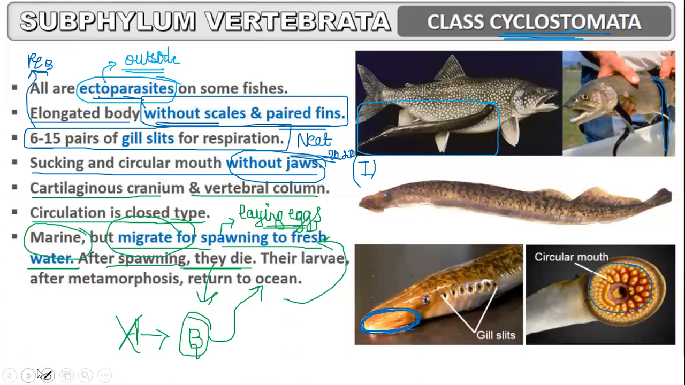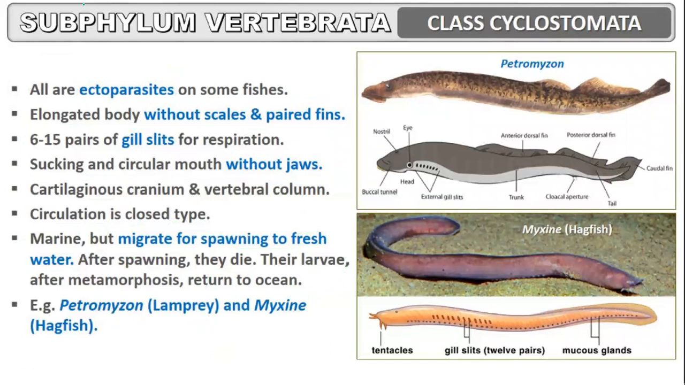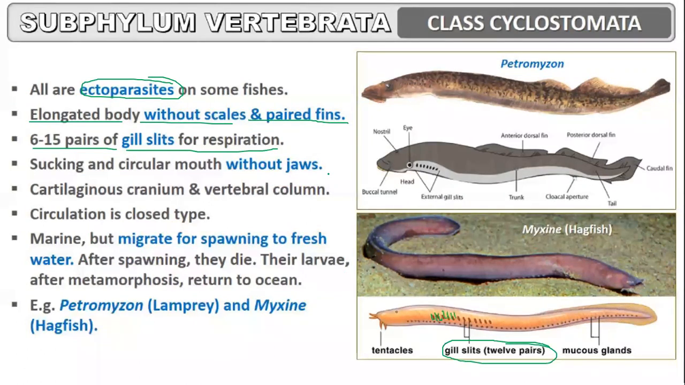So I hope this slide is clear, each and every point is clear. Once again, this is the ectoparasite. Elongated body without scales or paired fins. 6 to 15 pairs of gill slits for respiration. So these are the gill slits, small structures like this. 6 to 15 pairs of gill slits are there.